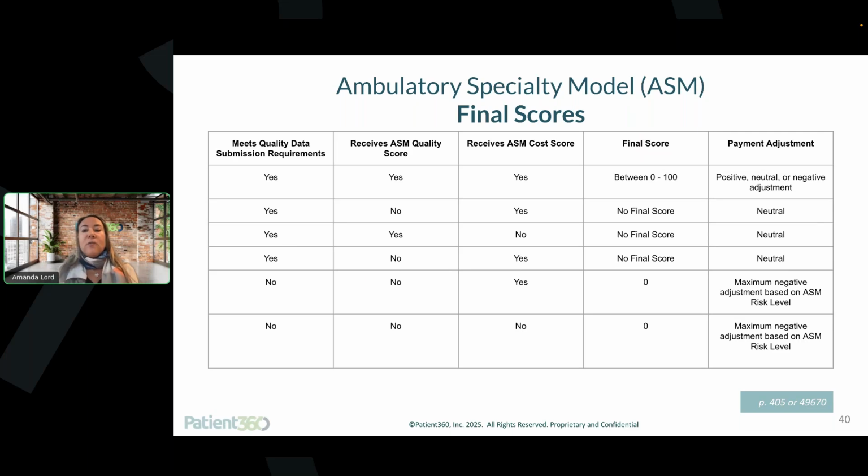If you get a score for quality only, but no cost, for example, by missing the 20 episode case minimum for cost, your final ASM score will be based 100% on your quality score. So you'll then be eligible for a positive, neutral, or negative adjustment. The only way to get a neutral adjustment is if you meet the quality submission requirement, but you're unscorable in both the quality and cost categories. So the next slide, we're going to review how these scores actually impact the payment adjustments. Next slide. Okay, so risk level.